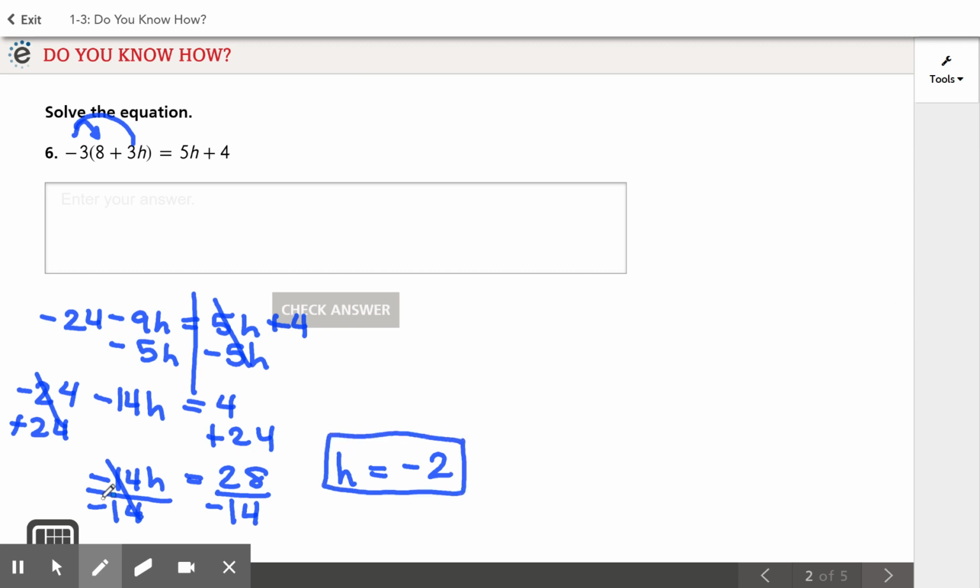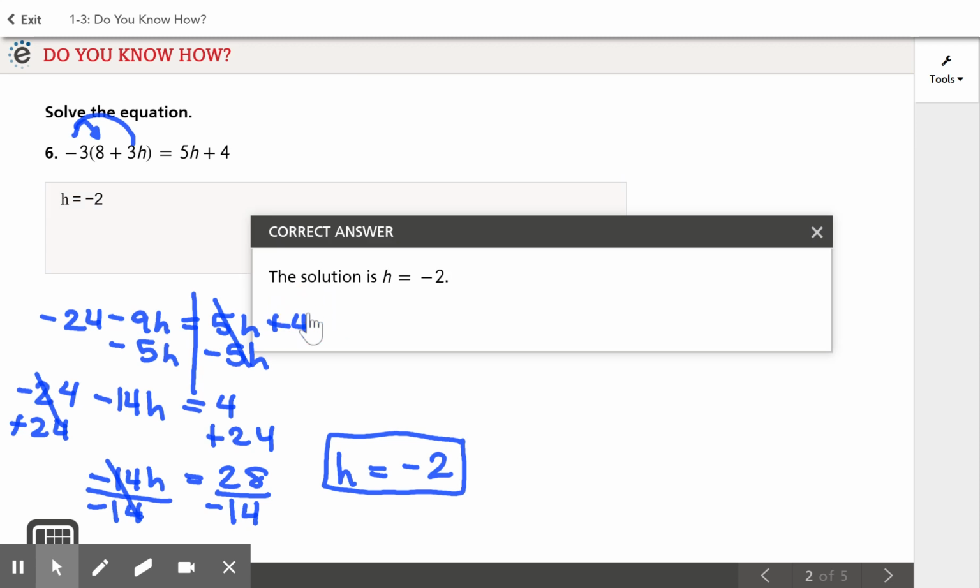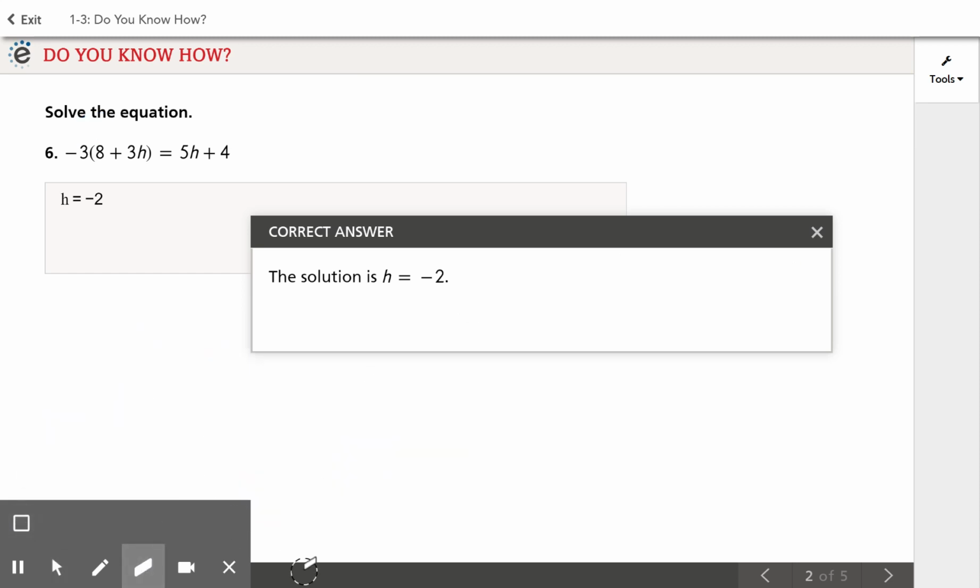Now the whole point of assigning you on Envision is so you could actually type in your answer and check right away. So hey, guess what? I got it right. That's awesome. If you didn't get it correct, that's where you have to be self-motivated and want to see where you made your mistake. Maybe it was that you divided by 14 instead of negative 14. So just be careful. Take your time with these problems. I did not give you a lot.